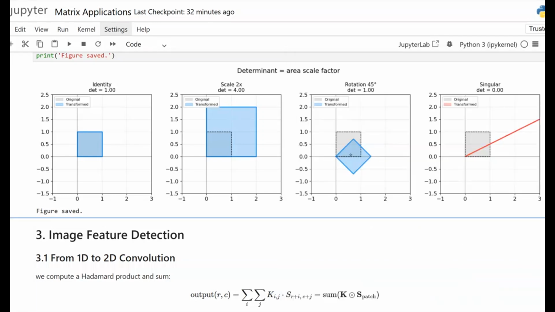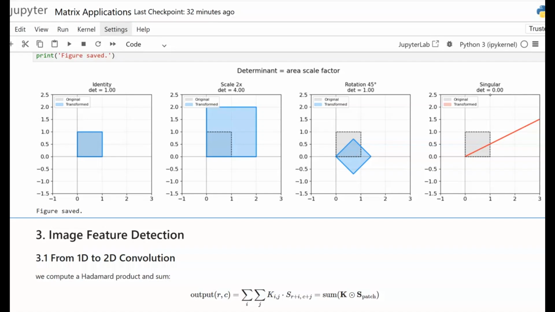And the next one, rotation of 45 degrees. Here, dear friends, the shape is rotated and area is preserved. So rotation is volume preserving, keep that in mind. The area is preserved, the shape is too, and only the angle changes. So the shape may rotate but not distort area.